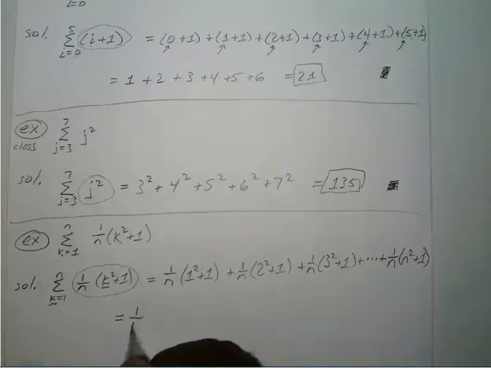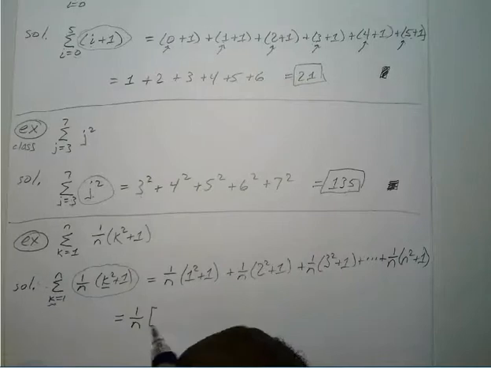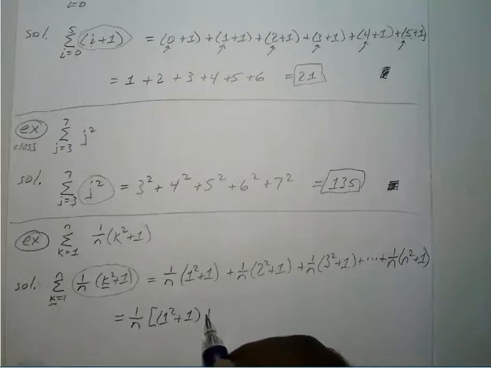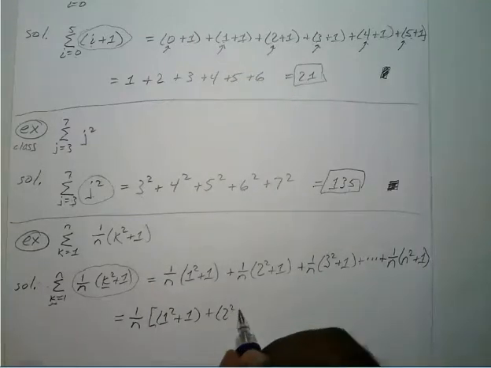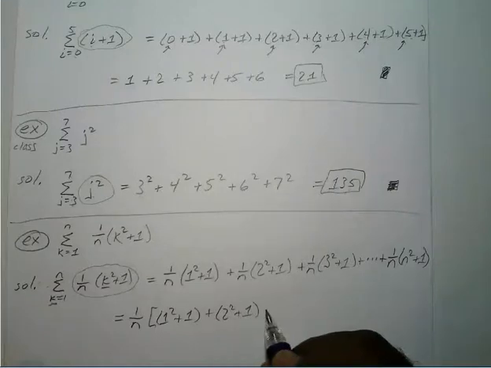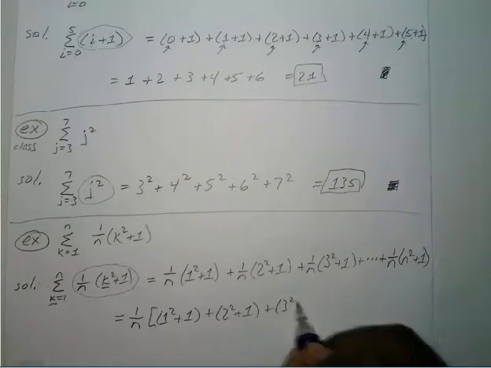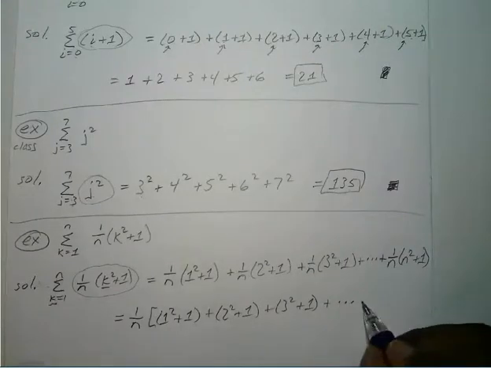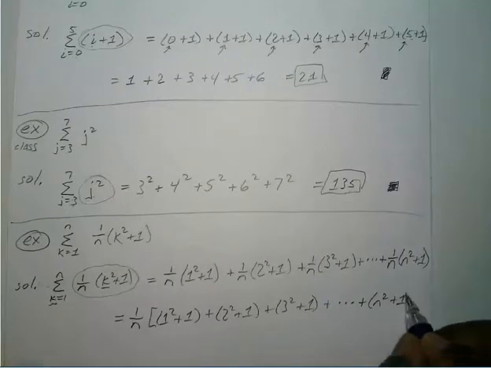That's 1 over n times 1 squared plus 1 plus, and you already factored out the 1 over n, so you have 2 squared plus 1 plus 3 squared plus 1 plus, and it keeps on going to n squared plus 1.